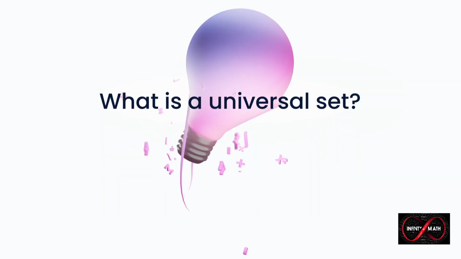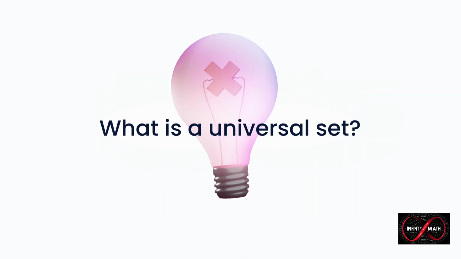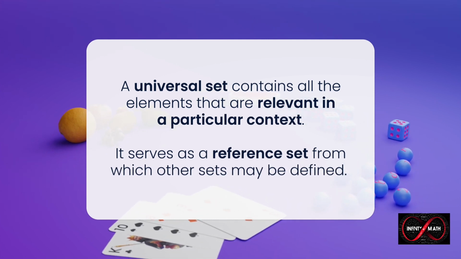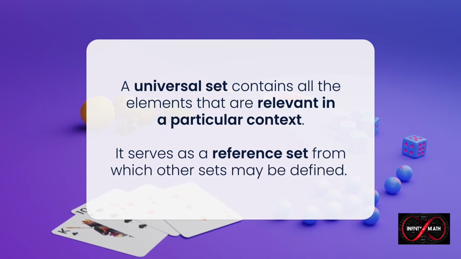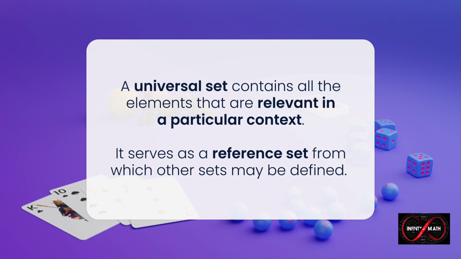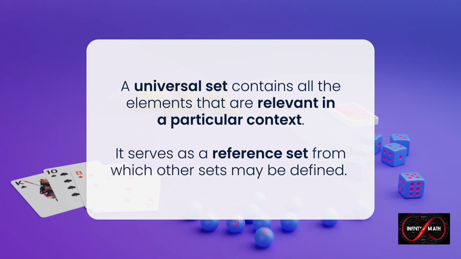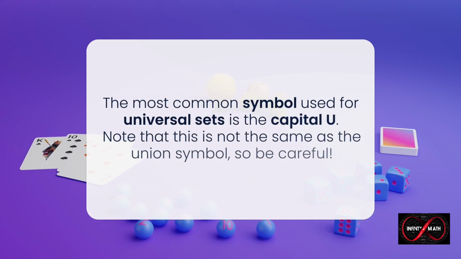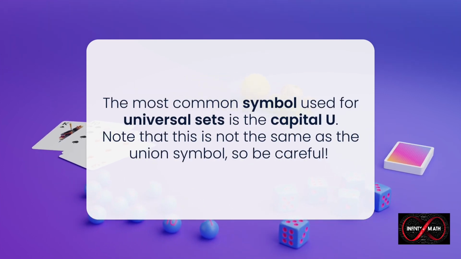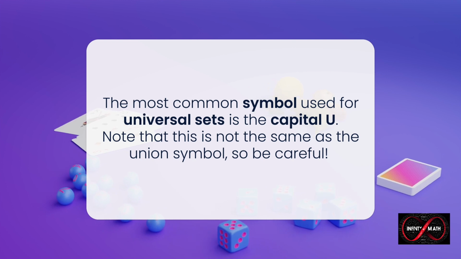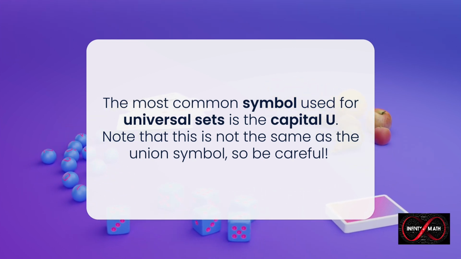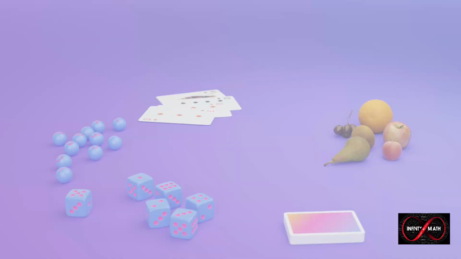What is a universal set? A universal set contains all the elements that are relevant in a particular context. It serves as a reference set from which other sets may be defined. The most common symbol used for universal sets is the capital U. Note that this is not the same as the union symbol, so be careful.